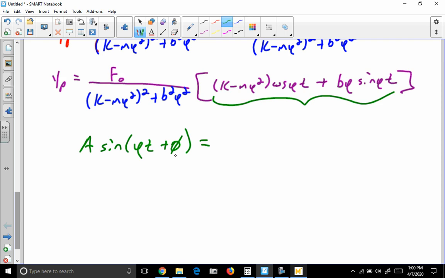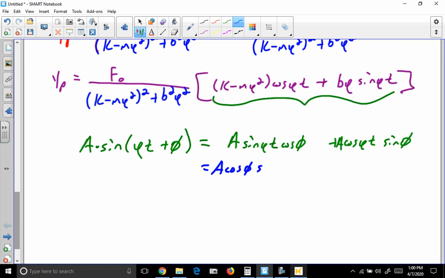So from our sum identity for sine, we're going to have sine gamma t cosine phi plus cosine gamma t sine phi, and that a is distributed times whatever that is. So a there, a there. So if we rewrite this as a cosine phi sine gamma t and a sine phi cosine gamma t, phi and a are just coefficients.